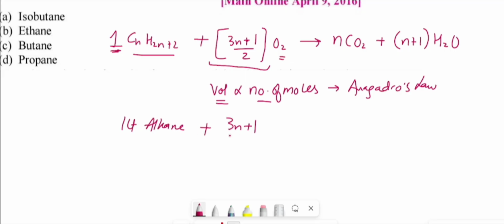3n plus 1 by 2 liters of O2. Okay, so this is actually the stoichiometry we have to see. Volume is directly proportional to the number of moles. If we take the number of moles of alkane as 1, we have to take the number of moles of oxygen as 3n plus 1 by 2. Likewise, if we take 1 liter of alkane, we have to take 3n plus 1 by 2 liters of oxygen.